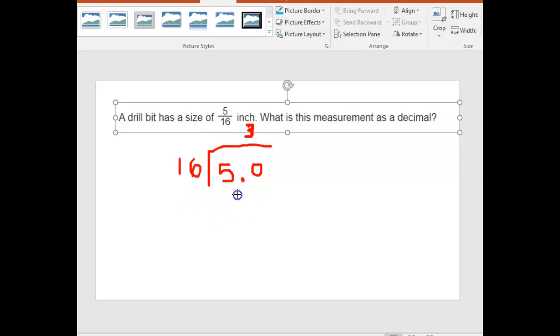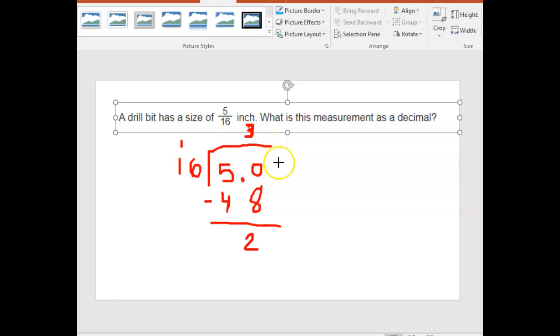So 16 can go into 50 three times, and if I multiply that, 3 times 6 is 18, right? 8, carry my 1 up here, and then 3 times 1 is 3, plus a 1, carry your 1, plus that 1 is 4. So I know 3 times 16 is 48, okay? Now, let's subtract. 50 minus 48, we would be left with a remainder of 2, okay?